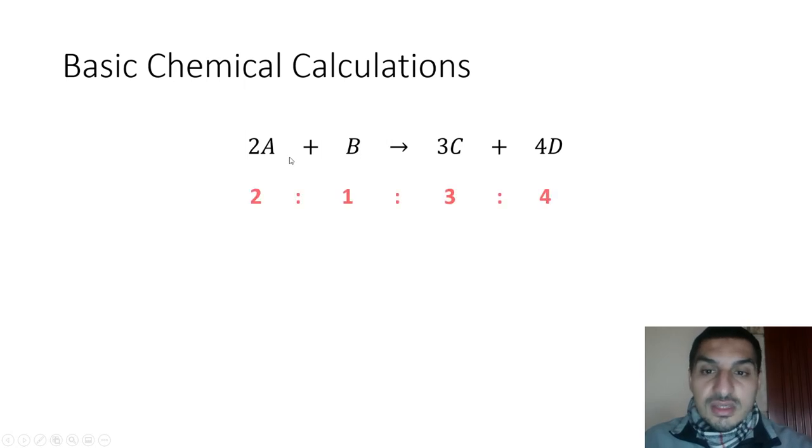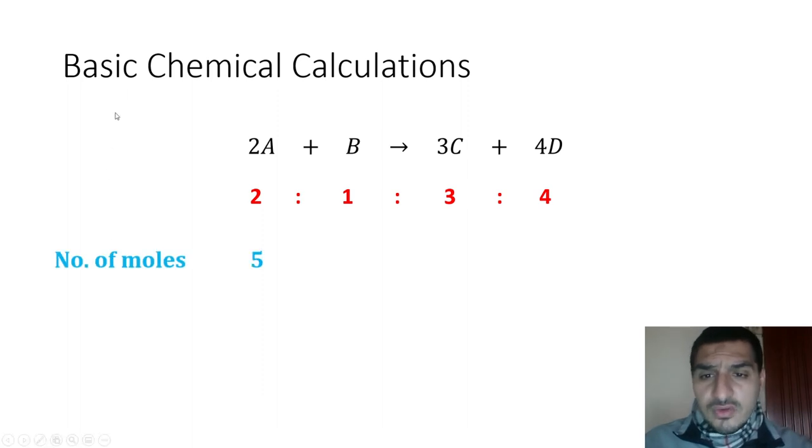So from this balance we can tell that this is the ratio: 2 moles of this reacts with 1 mole of B to produce 3 moles of C and 4 moles of D. And this is very useful because if I know one piece of information about one of these four species, I can get the information about the rest of them. For instance, if I know that the number of moles of A going into the reaction is 5, then this 5 needs to react with half of this 5 of B, and to produce 1.5 times of C and 2 times of D. And I got this from the ratios.